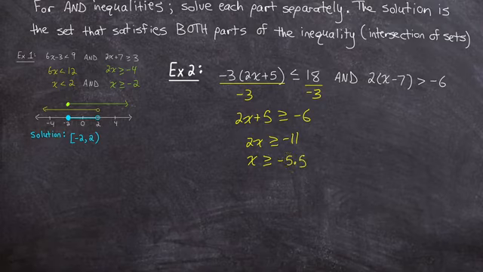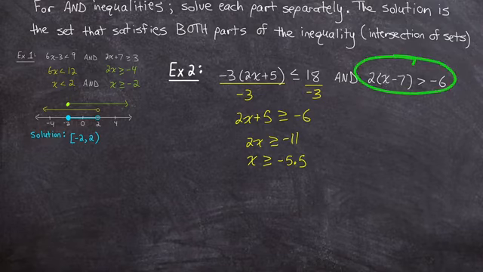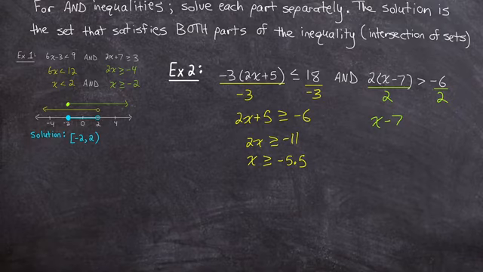So any x value greater than or equal to -5.5 would satisfy that first inequality, but we need the set of values that not only satisfy the first one, but they have to satisfy the second one as well. So let's solve the second inequality. I could start by dividing both sides by 2. When dividing by a positive value, we don't have to reverse the inequality. It stays as x minus 7 being greater than -3. And then add 7 to the other side. X is greater than -3 plus 7. And -3 plus 7 is 4.